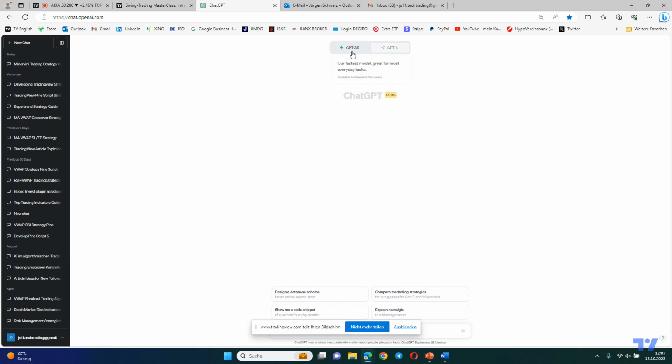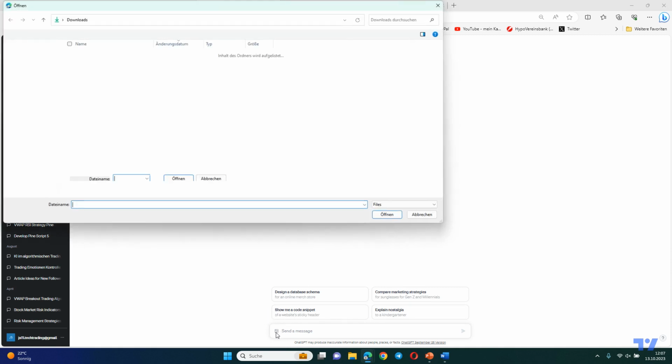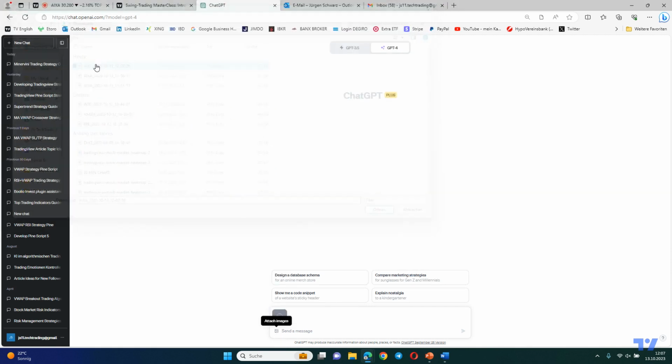So the free version, ChatGPT 3.5, unfortunately will not allow you to upload images. It's only with a higher version, which comes with some costs each month, ChatGPT 4. What you can do is attach images. I'm just going to attach the screenshot we just made, and then it's very simple.